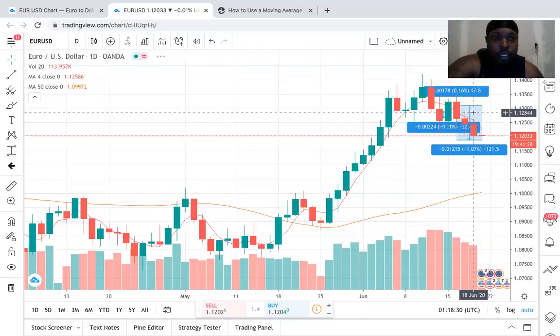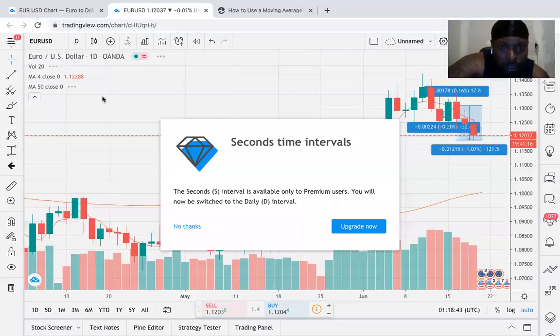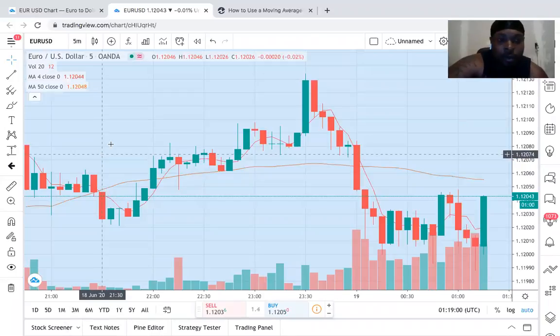Because if you're on a smaller time frame, just put on the daily. Well, since I'm on the free chart, I may not actually be able to put it on the 30-second. Would that be right, Justin? The seconds interval is only available to premium users. Since I'm free, I can't go down to the seconds, but I can go down to the minutes. Matter of fact, I should have been on minutes anyway. I'm sorry. I don't know why I was on seconds.